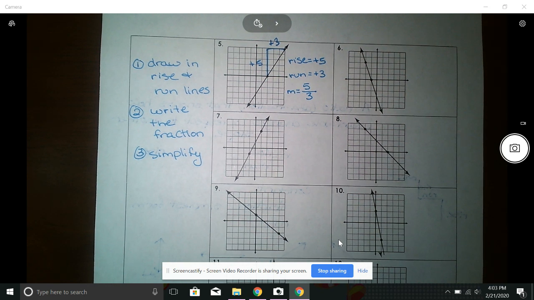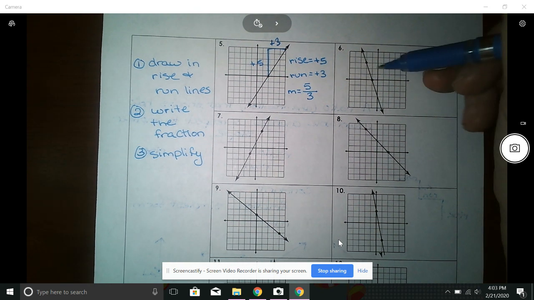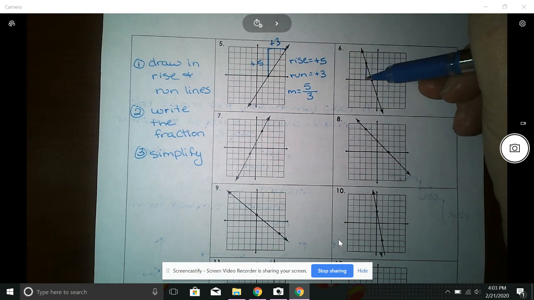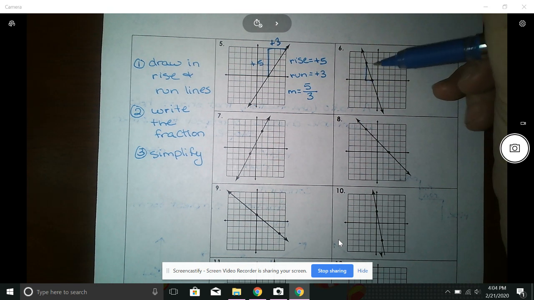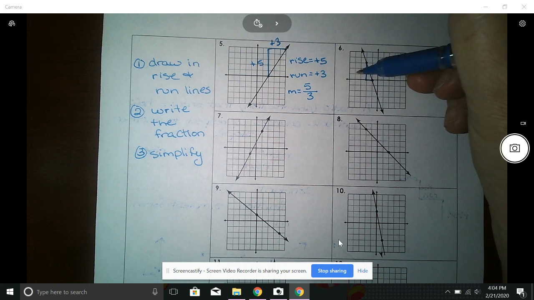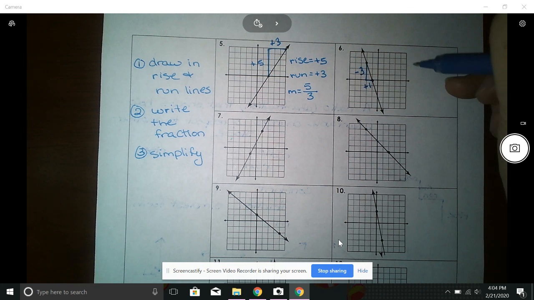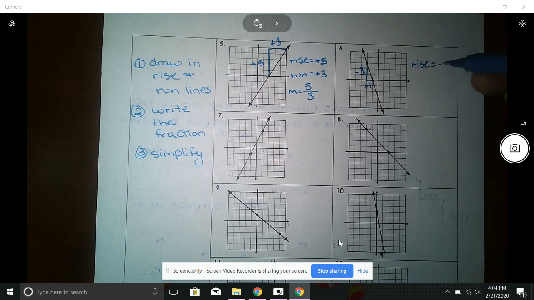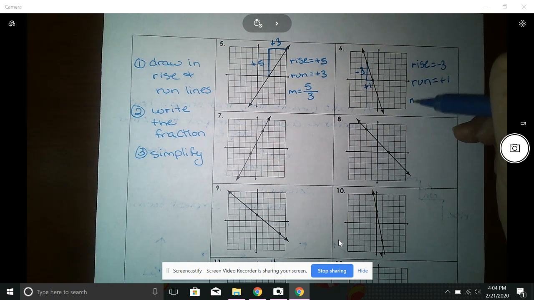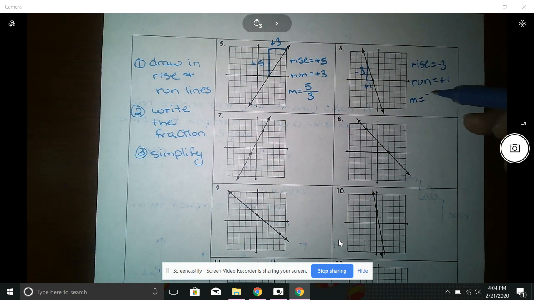Okay, last example to do together. Number 6, step 1, draw in the rise and run lines. Count them. Down 3, that's -3, to the right 1, +1. A rise of -3 and a run of +1. Step 2, write up the fraction. -3 over +1. Step 3, simplify. We can write this in a more simplified way. -3 divided by 1 is simply -3.